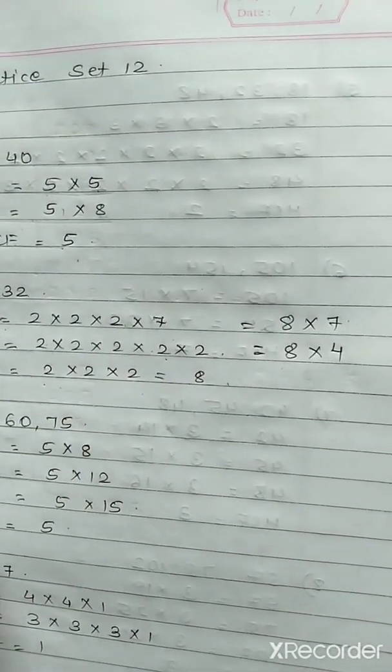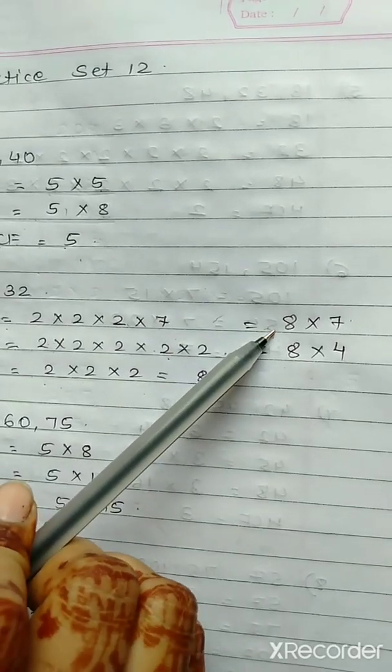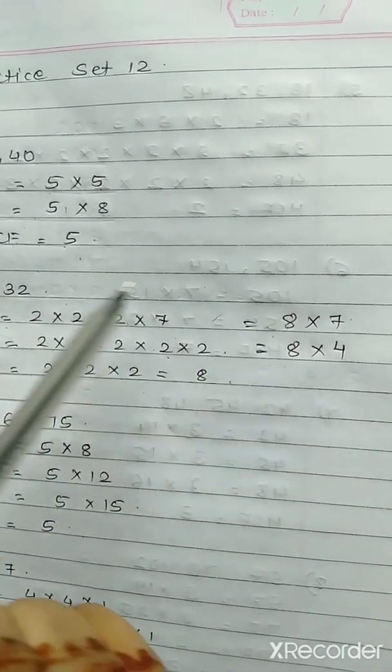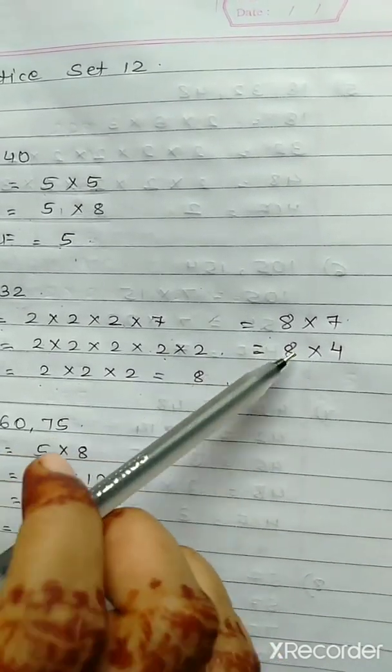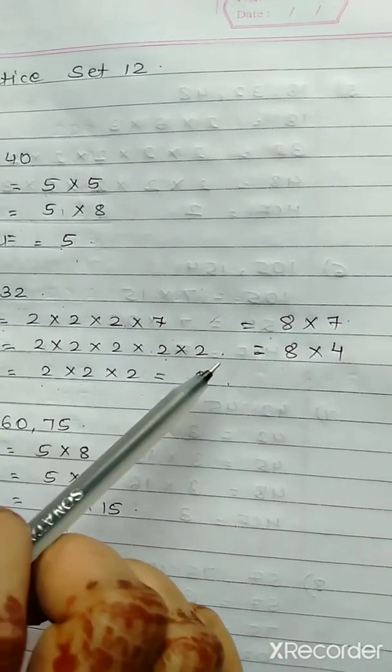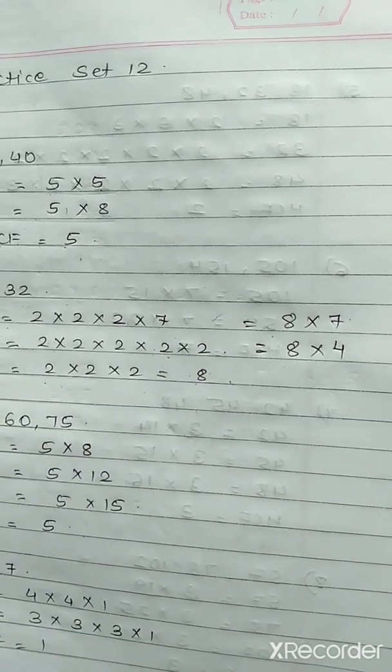There is a shortcut, that is this way. 8 7s are 56, 8 4s are 32. So the common term between these two is 8. Again, whichever method you like, you can do. The answer will remain the same, that is 8.